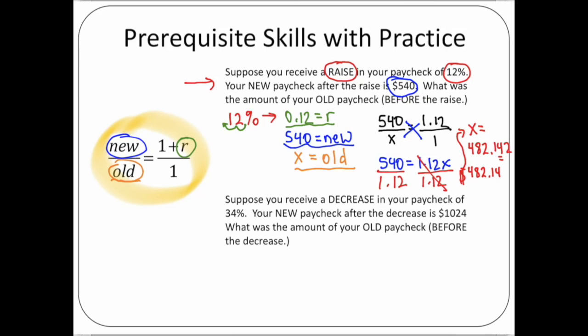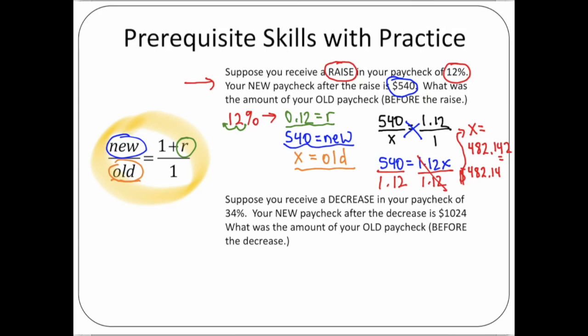So that said, let's go ahead and do the same thing down below. Say you had to receive a decrease in your paycheck of 34%. Yikes. That might be time to find a new job, but say maybe you can't do that right at this point. Let's find out what your new paycheck would be.